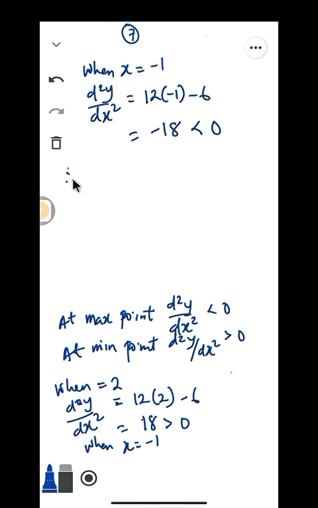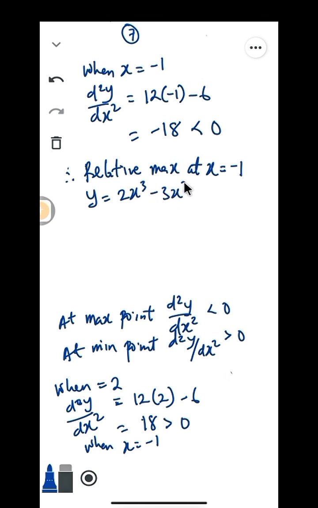Okay, so now we've gotten a maximum value of x, right? Now we can say therefore the relative maximum will be when x is equal to what? -1. Remember, a maximum is always less than 0, and we got it when x is equal to -1. So the relative maximum will now be the y value when x is equal to -1. Now remember, the initial function was what? y is equal to 2x cubed minus 3x squared minus 12x plus 8, if I can recall very well.